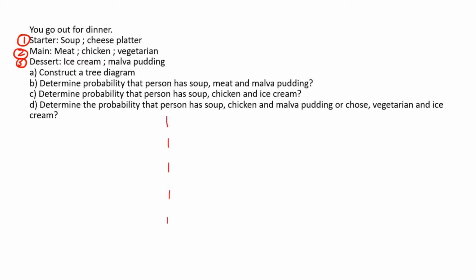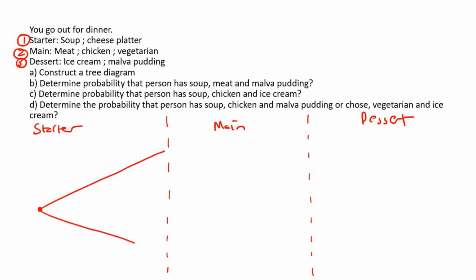So there we go. This part here will be the starters. This part here will be the main, and this part here will be dessert. Now in the starters, there are 2 options. You can get a soup, or you can order a cheese platter for your starter. So for the starter, I'm going to put 2 branches, like that, and like that.